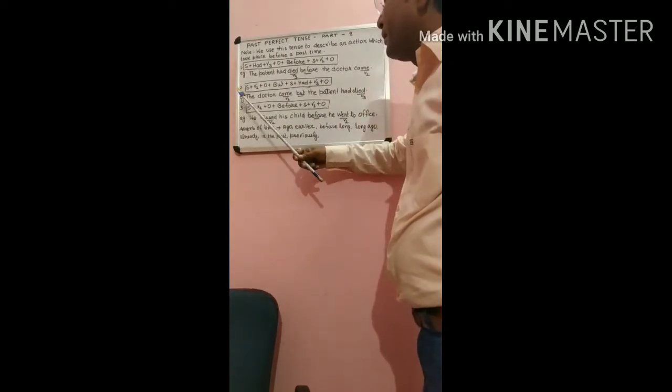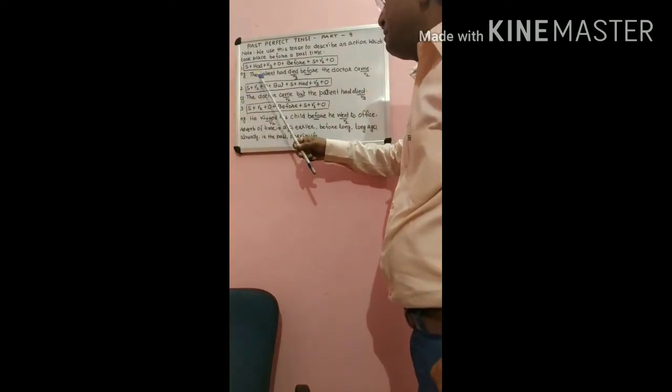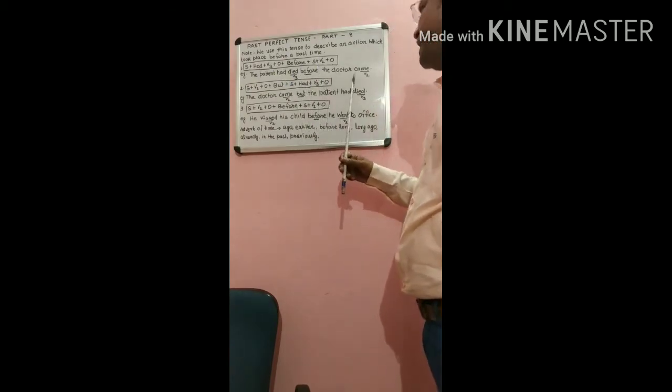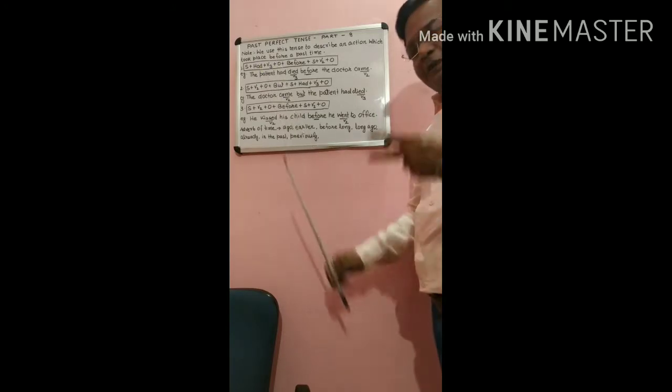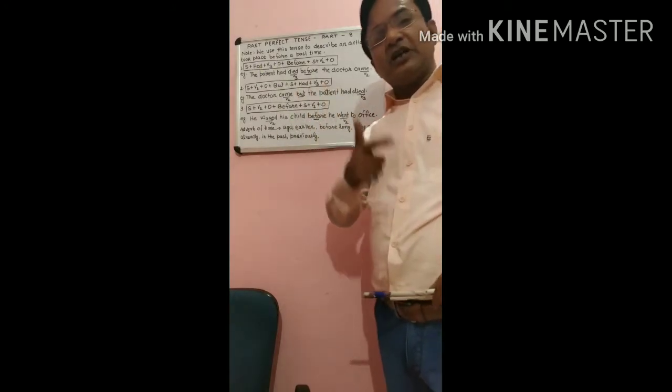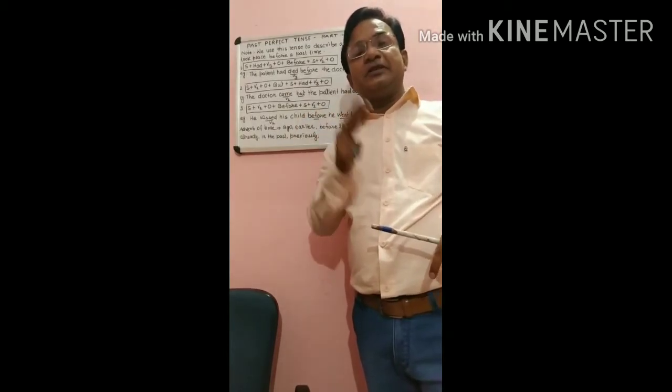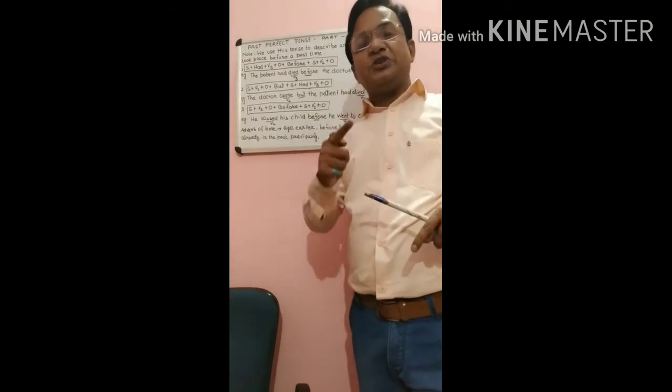Say, for example, the patient had died before the doctor came. Here 2 actions took place: the coming of the doctor and the dying of the patient. Both took place in the past time. But what action took place earlier? The dying of the patient took place earlier. Later on the doctor came, and the gap of time between both of the actions was large. That's why this sentence is in past perfect tense.